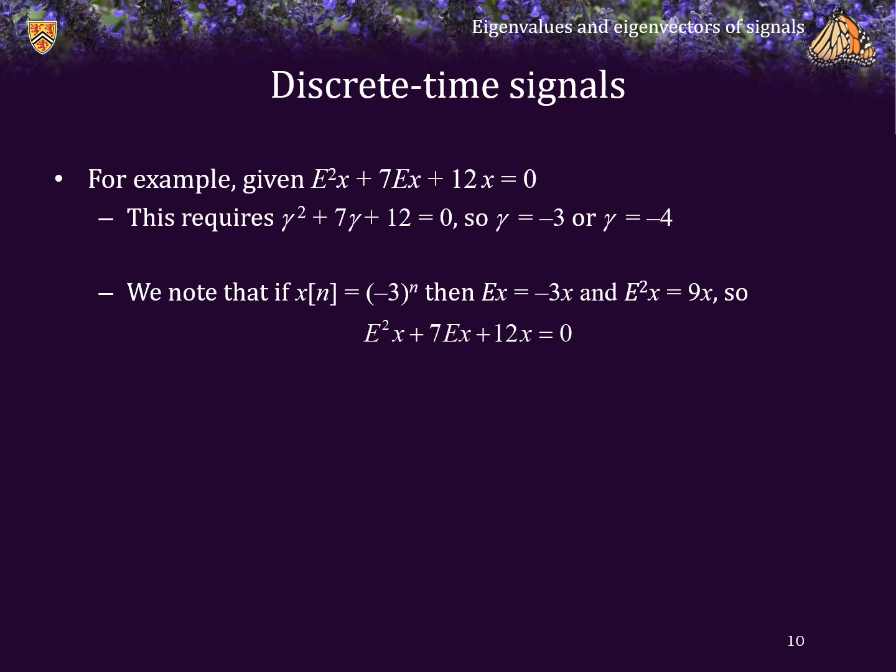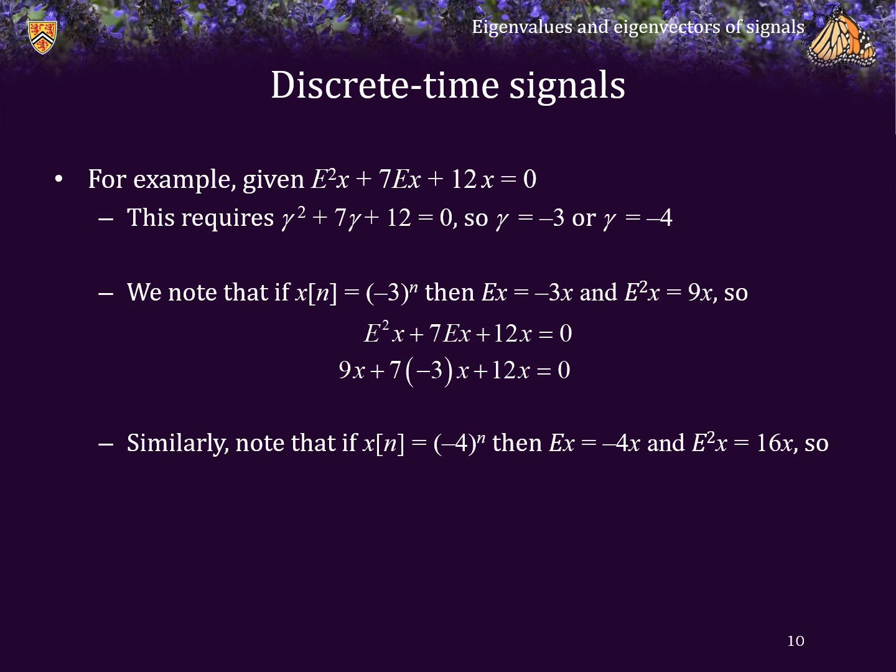Therefore, let us substitute this particular signal into this equation. Well, that essentially just gives us 9 times the signal plus negative 21 times the signal plus 12 times the signal equals 0, and we can see that that is indeed true.